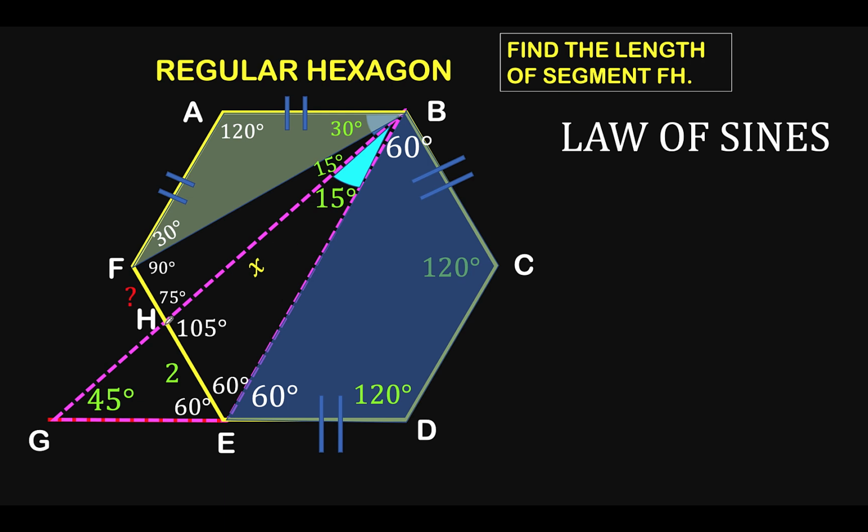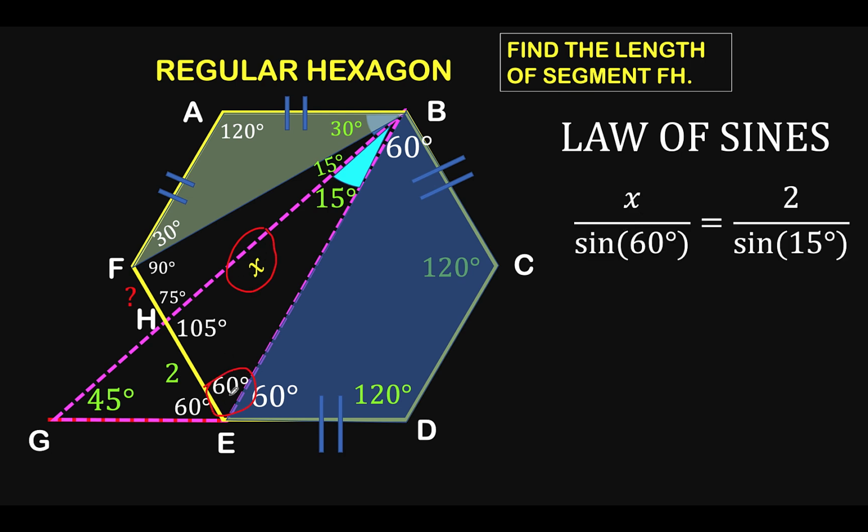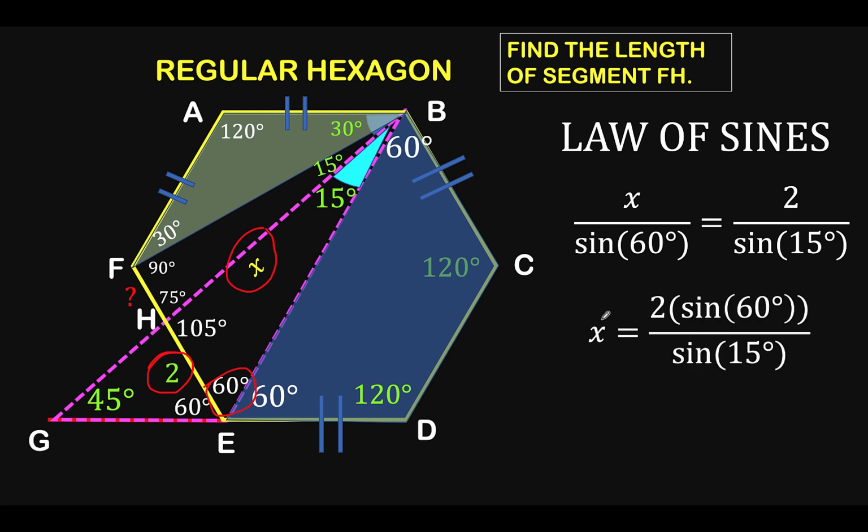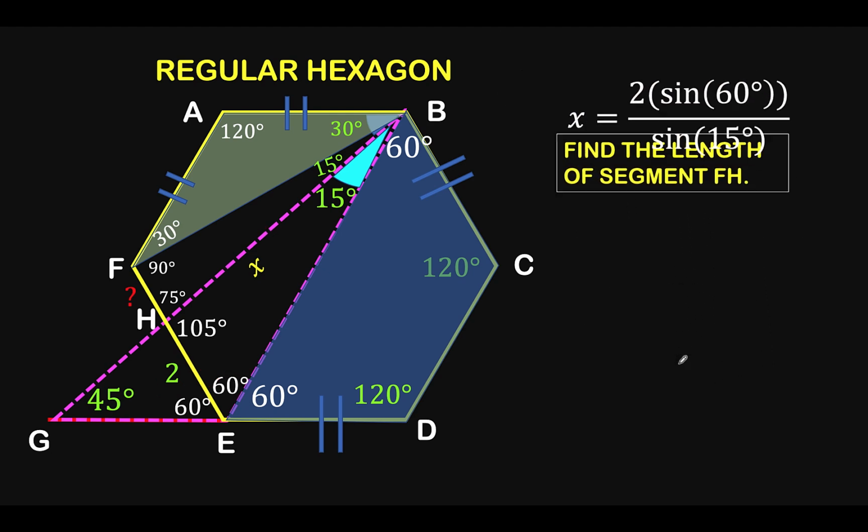For the law of sines, consider this triangle HBE. You take one measure of the side and its opposite angle, which is this angle, you form a ratio. We have here X over sine of this 60 equals, since we already know the measure of this side to be 2 units, then we need this opposite angle. So we form the ratio 2 over sine of 15 degrees. Then let's solve this equation for X. Multiply both sides by sine of 60 degrees to arrive at X equals 2 sine of 60 degrees over sine of 15 degrees. Let's put this aside because we are going to use that value later on.